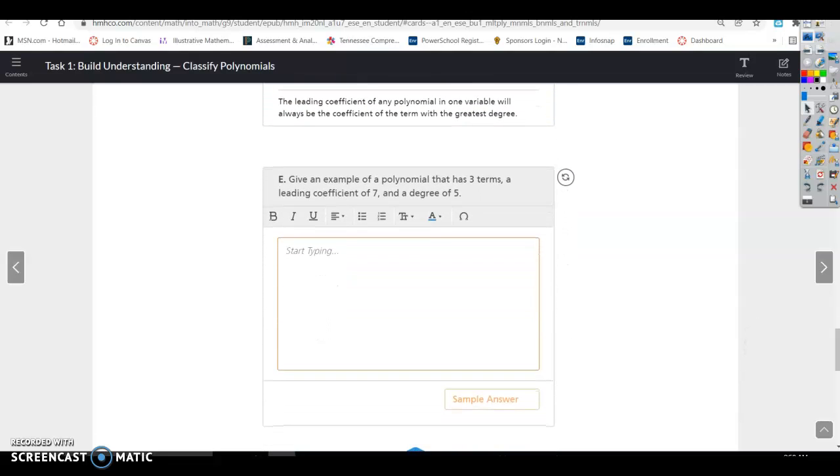All right, give an example of a polynomial that has 3 terms, a leading coefficient of 7, and a degree of 5. If I want to do that, I'm going to have 1, 2, 3 terms. I have a leading coefficient of 7, and a degree of 5. So we got 7x to the 5th plus 3x squared minus 2.